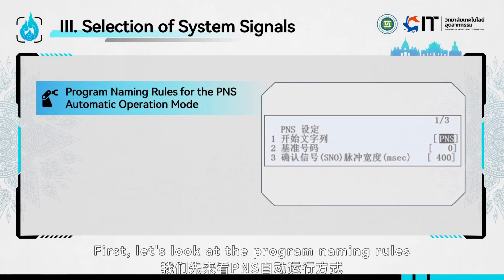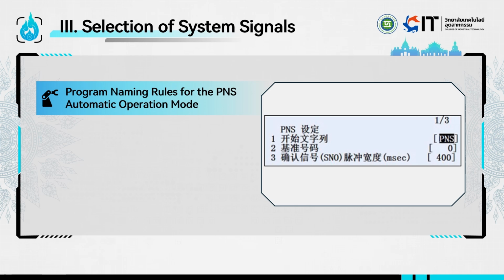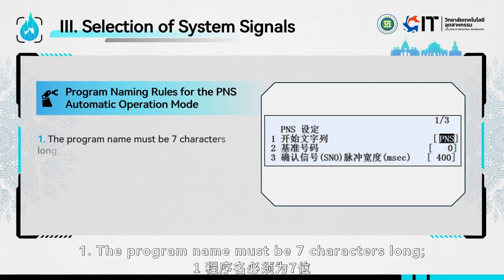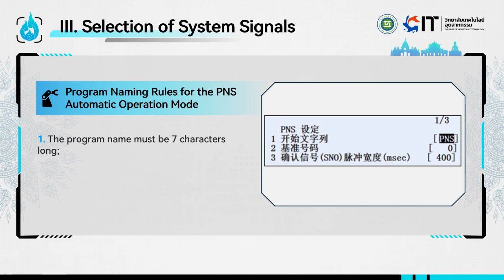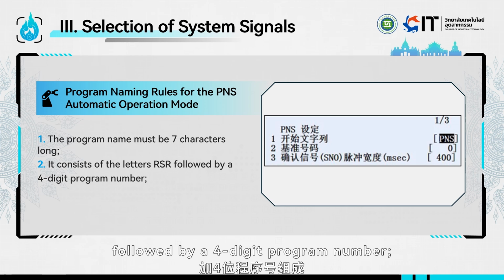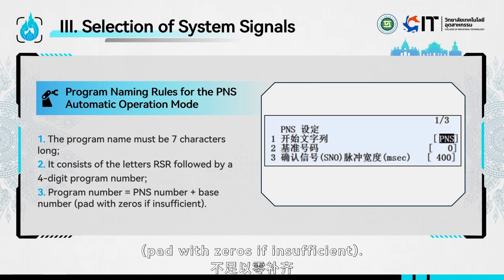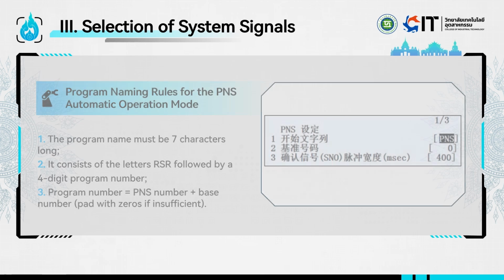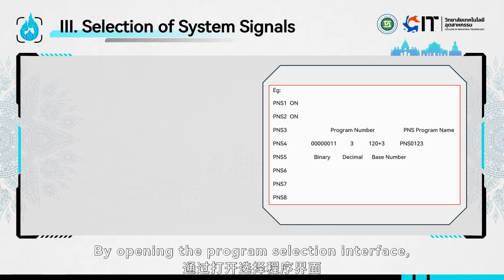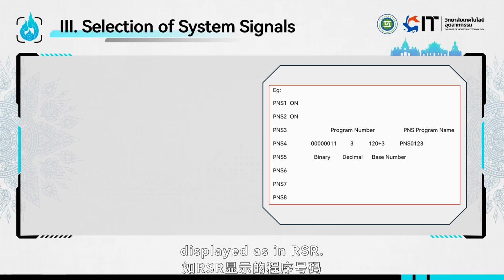First, let's look at the program naming rules for the PNS automatic operation mode. 1. The program name must be 7 characters long. 2. It consists of the letters PNS followed by a 4-digit program number. 3. Program number equals PNS number plus base number, pad with zeros if insufficient. By opening the program selection interface, we do not see program numbers displayed as in RSR.